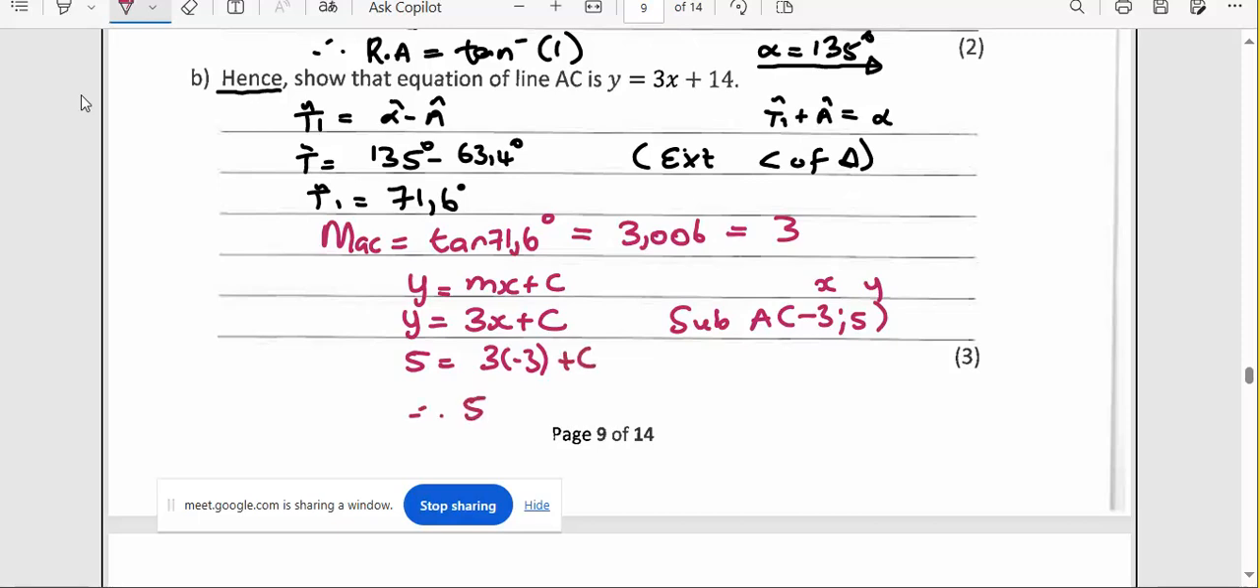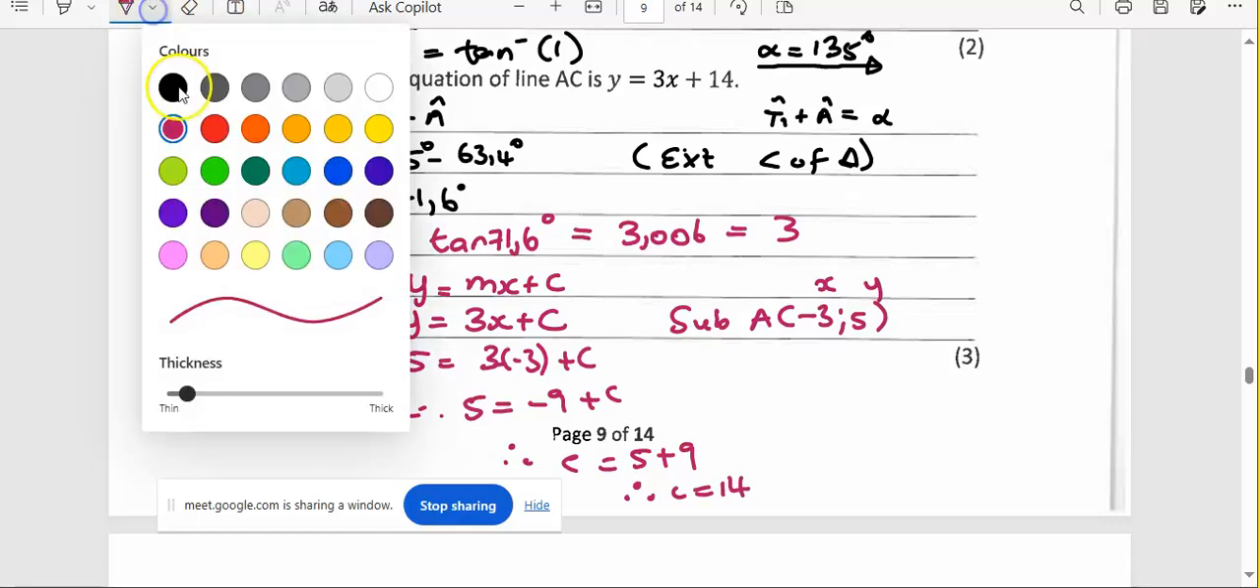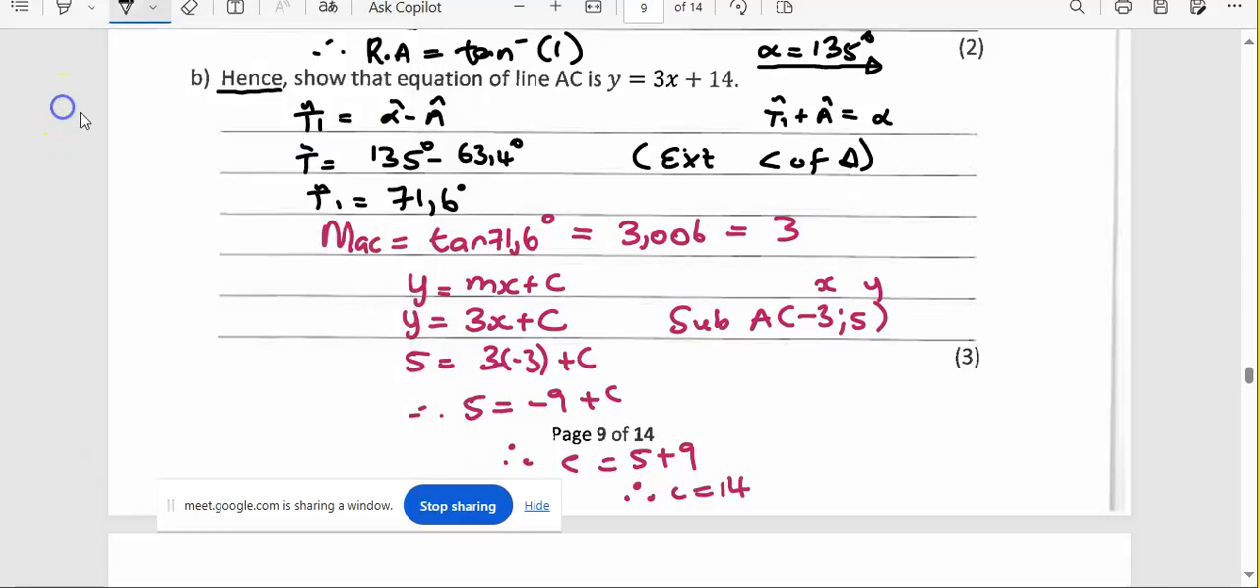This will give us 5 equals 3 times negative 3, which gives negative 9, plus c. Therefore, what is c equal to? c is equal to 5 plus 9, because the 9 comes to this side to be positive. Therefore, the value of c is 14. So if the value of c is 14, we just go back to this equation and substitute c. Therefore, the equation of AC is y equals 3x plus 14.